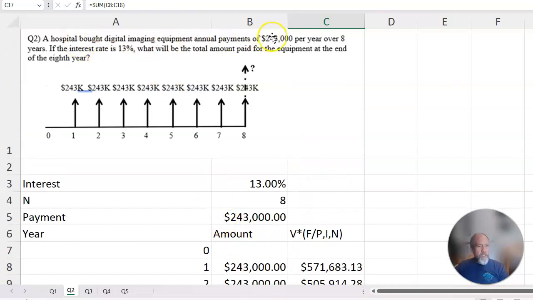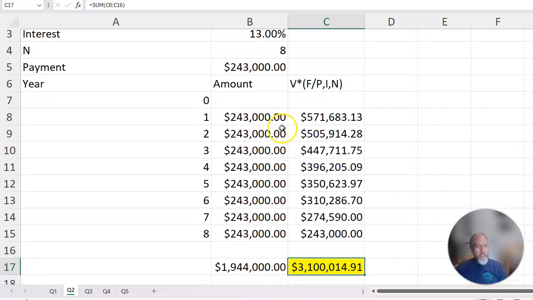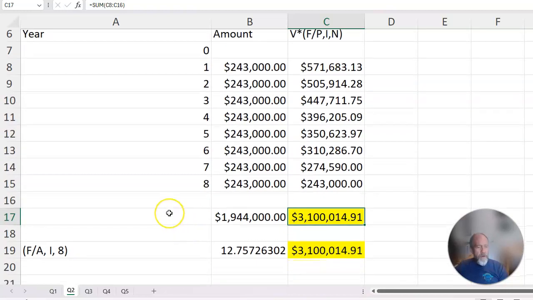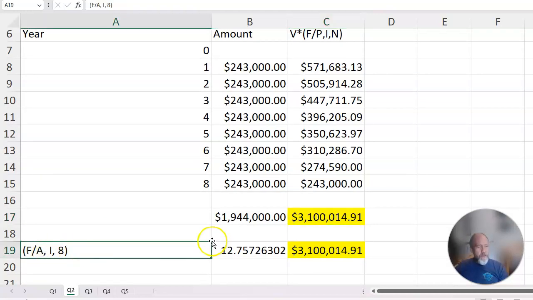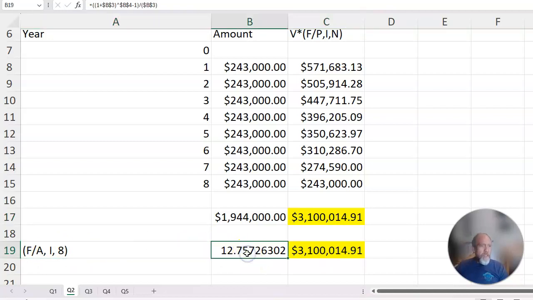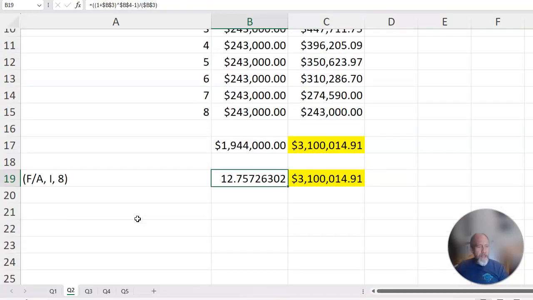So if you were to look at this budget of $243,000 per year over 8 years with an interest rate of 13%, you would expect to get the $3.1 million that I am showing right there. What else can you do? Well, it's annual payments, future value of an annual payment. Of course, you can always look it up from the book, and have that calculation ready to go. In this case, it is 1 plus I to the n minus 1 over I. Pretty straightforward, pretty easy. Which, by the way, when you calculate the payment, 243 times that factor, that's going to give you exactly the same answer.